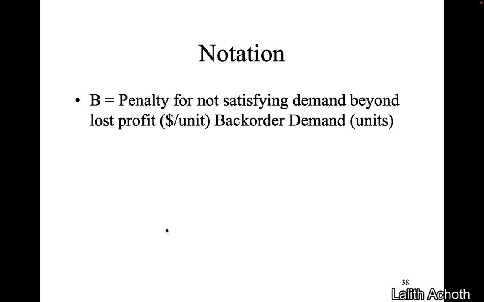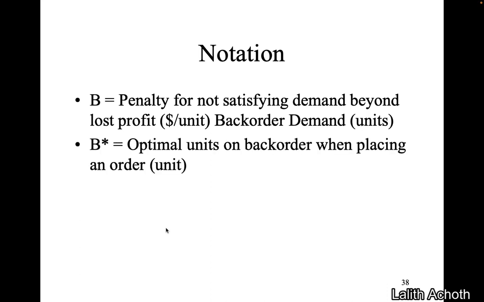Now B is the penalty for not satisfying demand beyond lost profit, backorder demands. So penalty for not satisfying demand beyond the lost profit and backorder demands. Okay, so you have backorder, you can meet it. So that is B. It's a penalty for not satisfying the demand. Right. B star is the optimum units of back orders when placing an order. Now, all your demand is not going to be absorbed by back order, only a certain amount. And that certain amount that is going to be absorbed is called B star.